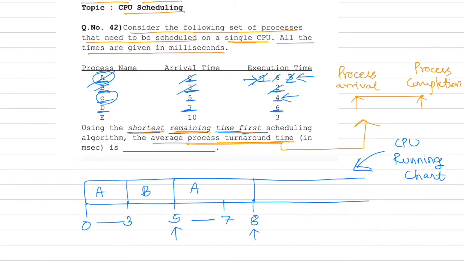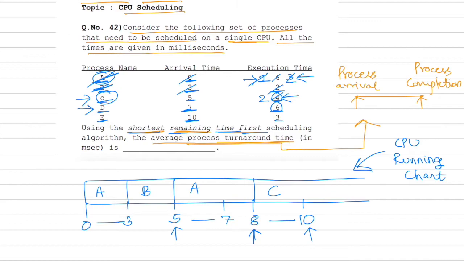Now A has gone out of the system, and B has gone out of the system. At the 8th second we have C and D, and E is yet to arrive. So we have 4 and 6, and we choose the shortest one, so we pick C. C will run from 8 till 10, for 2 seconds, so 2 will be remaining. Now at the 10th second, E enters the system.